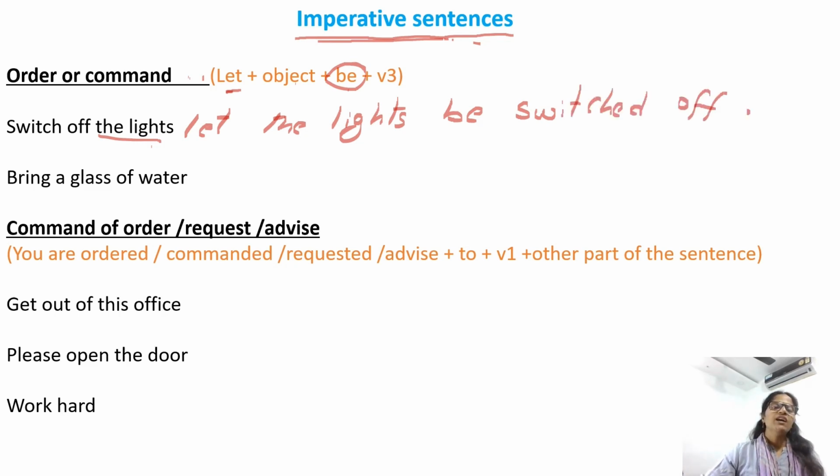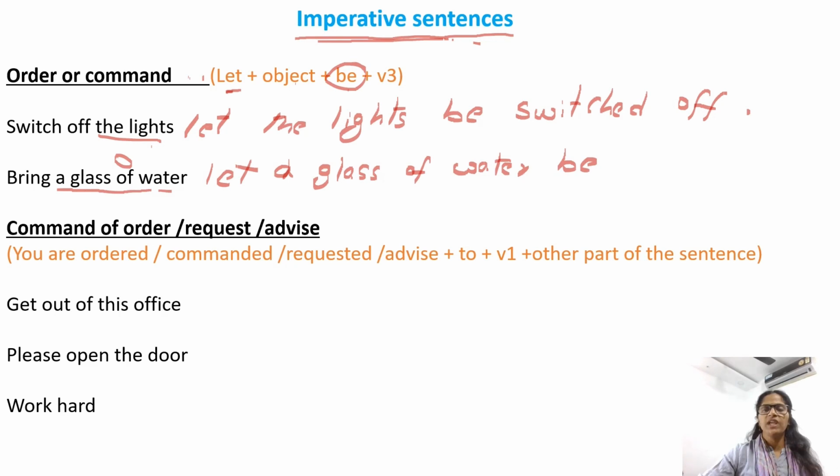Next, bring a glass of water. Here it is an order and we need to use let. Let, what is the object here? A glass of water is our object. So let a glass of water. With let we use be. Be, bring, V3 form is brought.